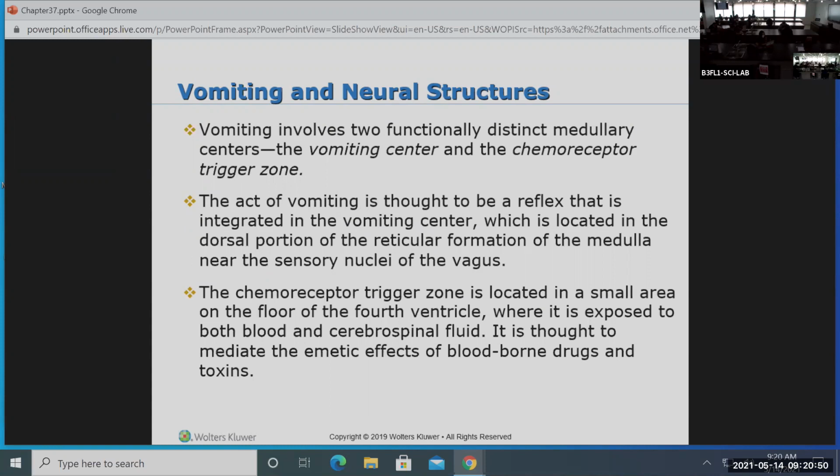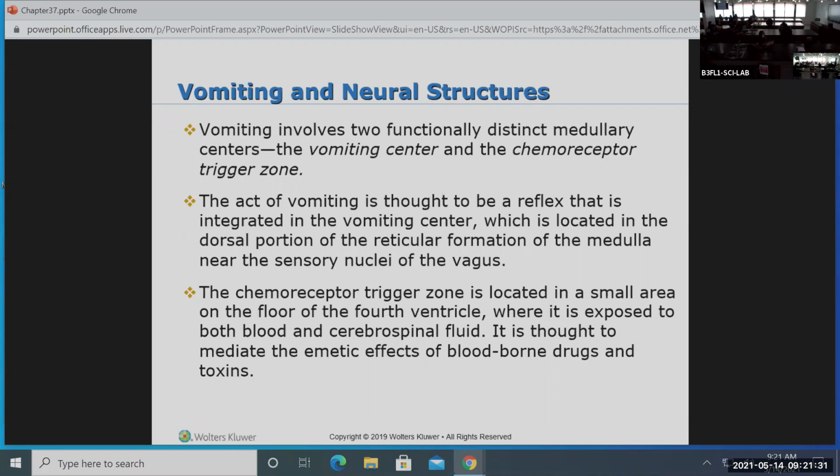Vomiting involves two distinct medullary centers, which we call the vomiting center and the chemoreceptor trigger zone. The act of vomiting is thought to be a reflex integrated in the vomiting center of the medulla, which is located in the dorsal portion of the reticular formation of the medulla near the sensory nucleus of the vagus. The vagus is the 10th cranial nerve, and it is stimulated because the reticular formation of the medulla is stimulated.